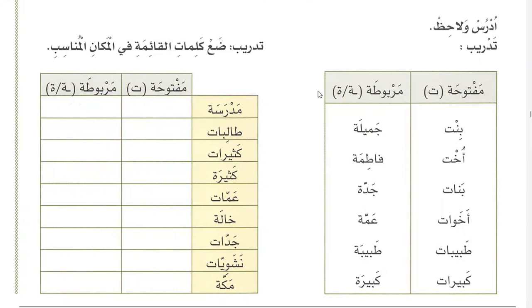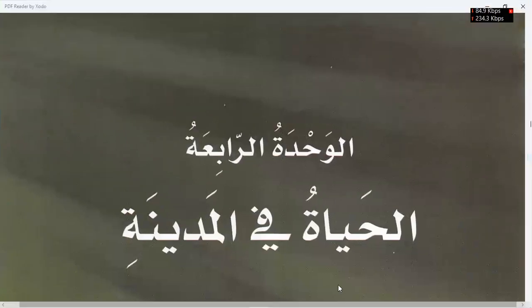And one more thing: when we stop at these words, ta becomes ha in pronunciation. Jamila. Amma. Jadda. Tabibah. So here, if the word has ta marbuta, you will write it under this box. If it has ta maftuha, you write it under this block. Al wahdatu rabi'a, al hayatu fil madina.